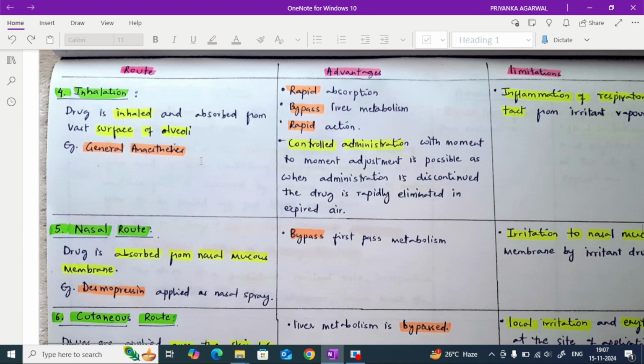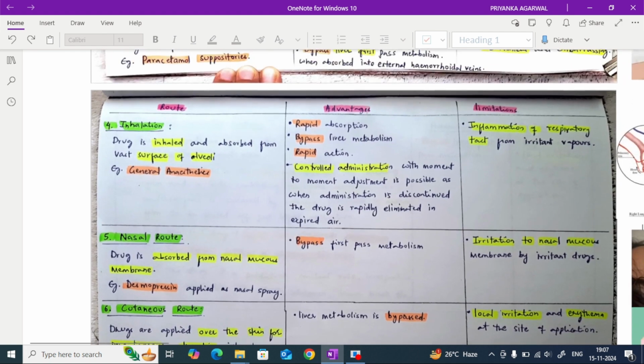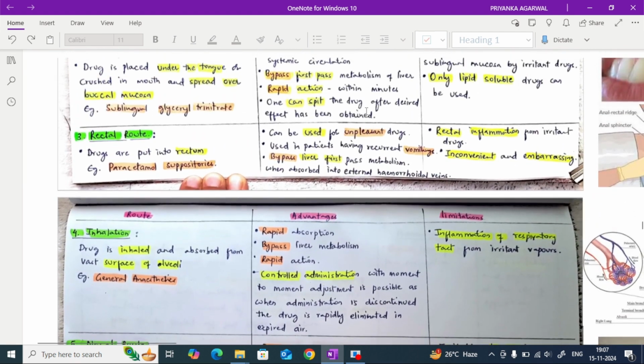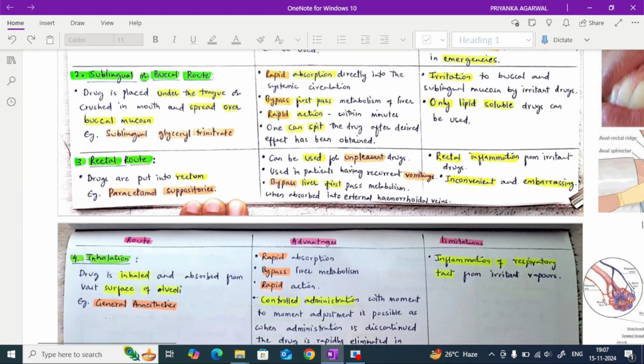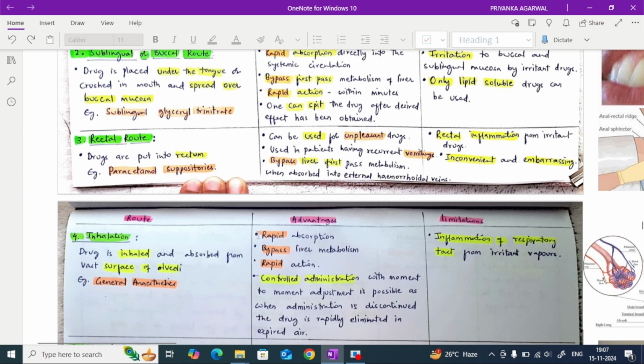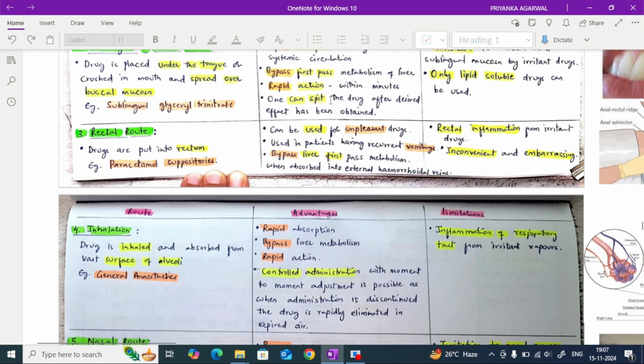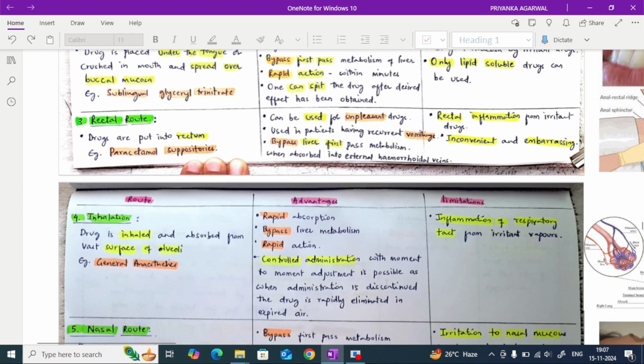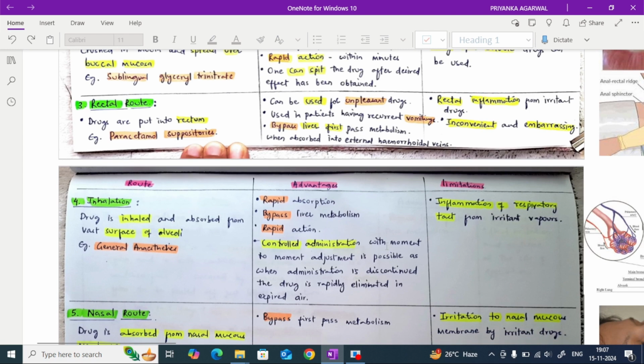Example is general anesthetics. Now what will be the advantages? So we are going to follow the same pattern. Whatever advantages we wrote here for the sublingual route, the same things will come here. So rapid absorption, bypass liver first pass metabolism, rapid action. Okay, and as here we have controlled administration, here also we have controlled administration. Why and how?